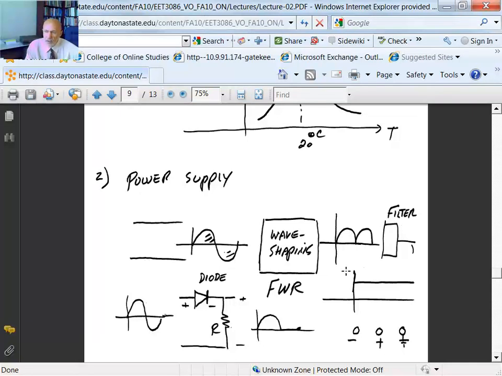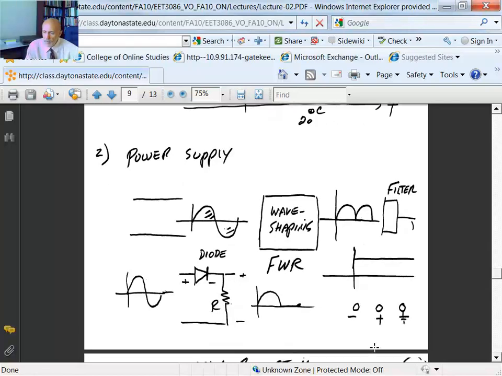Now, after you filter it out, it looks like a very smooth DC voltage. Of course, you can have a potentiometer to change the level. Some power supplies are variable power supplies, or maybe have 1 or 2 fixed outputs.